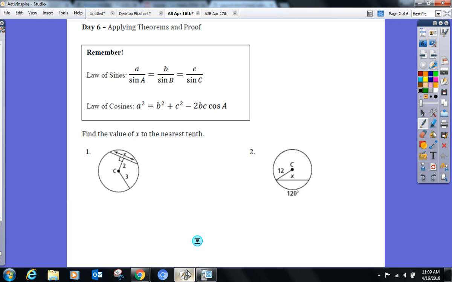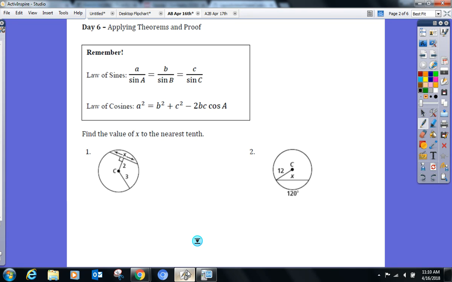So take a look at number one. Everyone see what I'm looking for, the length of that chord, chord X. There are some things going on in that diagram which you should be able to apply a factor to, to tell me something right now. Can any groups tell me what's going on, anything that's happening in this diagram? Mike, what's one thing that's happening? That chord is being bisected.